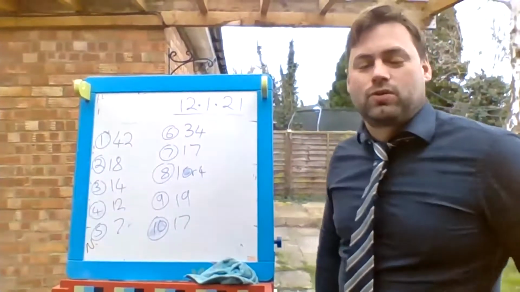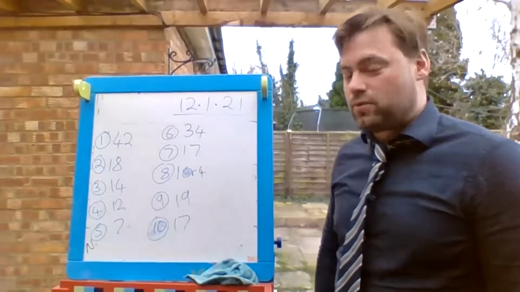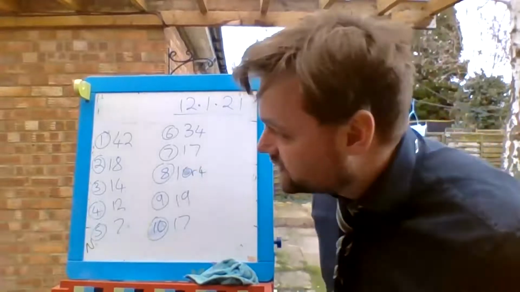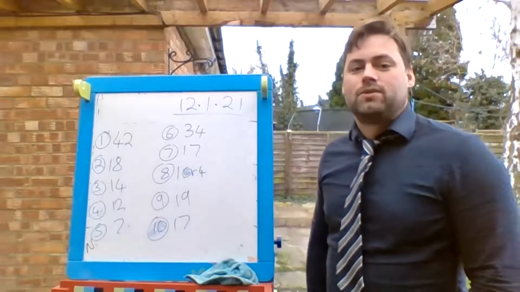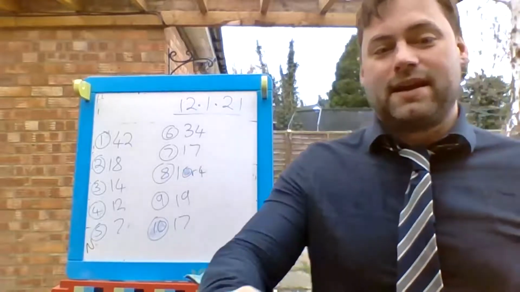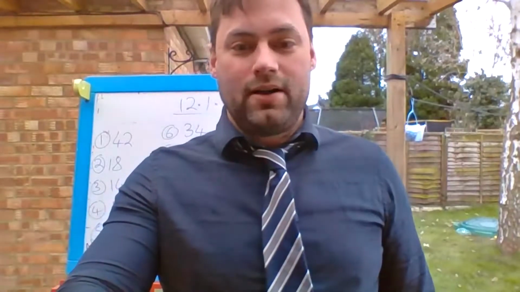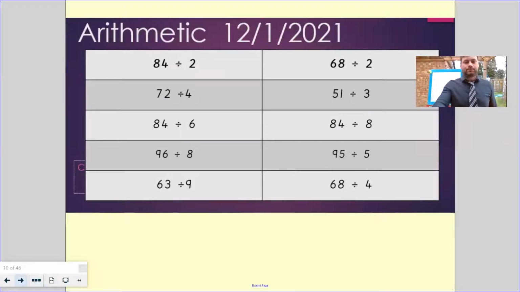Question 1 was 42, question 2 was 18, question 3 was 14, question 4 is 12, question 5 is 7, question 6 is 34, question 7 is 17, question 8 is 10, remainder 4, number 9 was 19, and number 10 was 17. So well done for answering those questions. And hopefully you all got 10 out of 10, but don't worry if you didn't. Just try to do better next time.